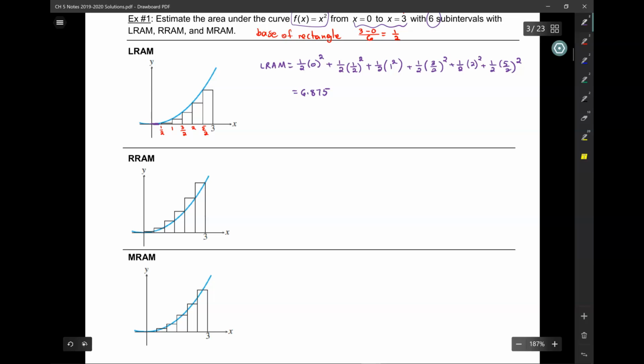Why don't you include 3 if you're doing the left hand? Because for this rectangle, the left hand is this one. Oh, and there's no left. Oh, so the left hand is like the left endpoint. Got it.